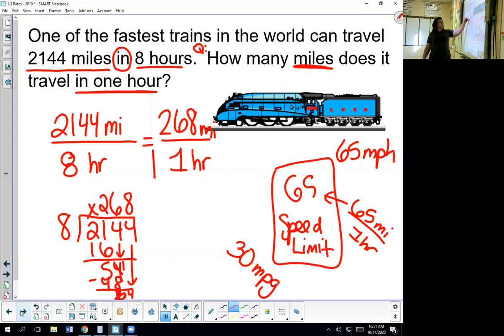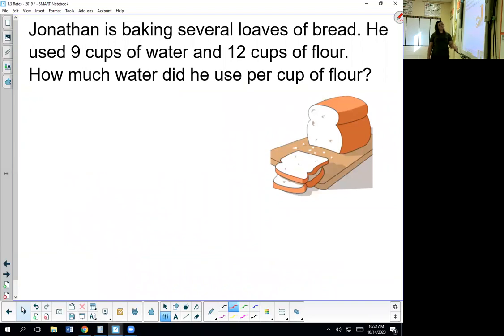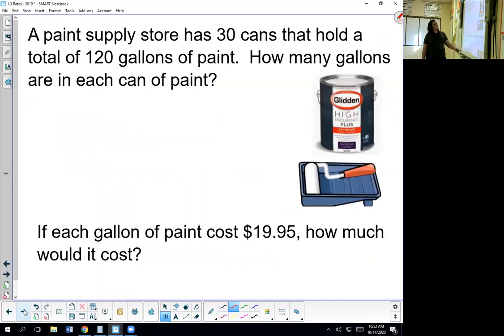So what is the answer here? 268 miles in 1 hour. You could also write it, technically, 268 miles per hour. That's the abbreviation that you also sometimes see. All right, now, I think this was my last one.